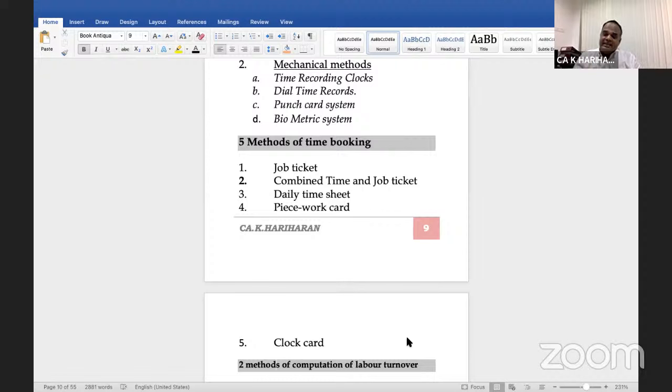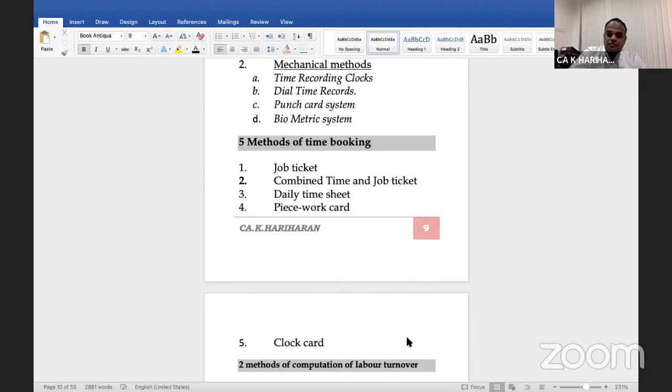The unutilized time is called what? Idle time. What do you mean by idle time? Time during which workers are not engaged in production activity, but paid wages even for such unproductive time, is called idle time. So understood? Yes, Kanna. What is called timekeeping, what is called time booking, what is called idle time. Clear?